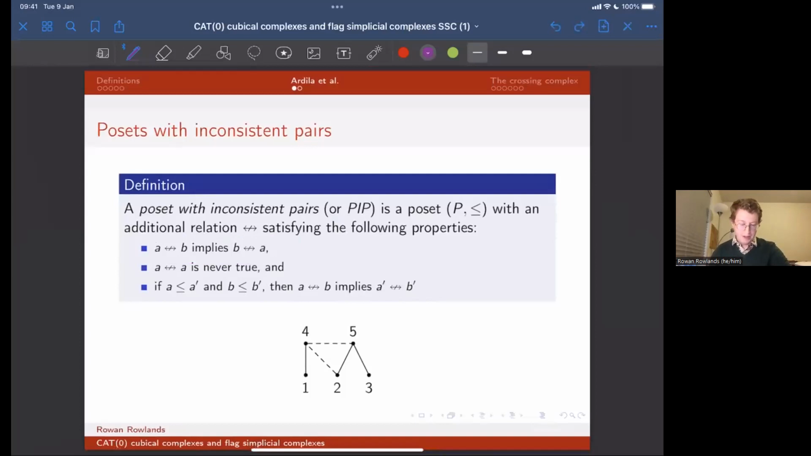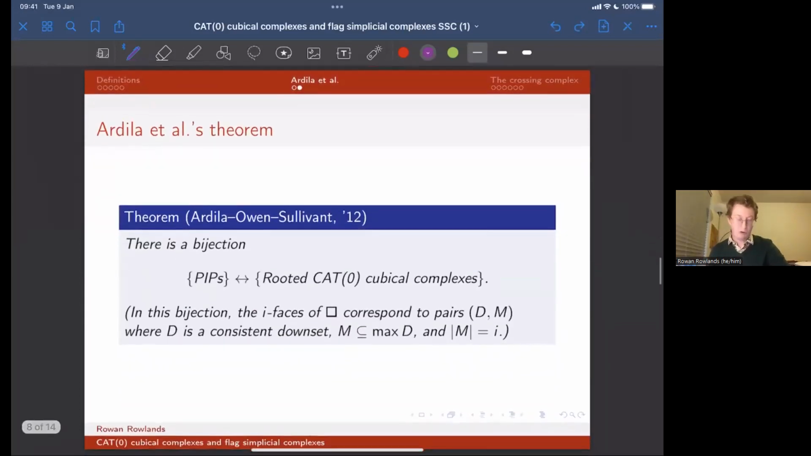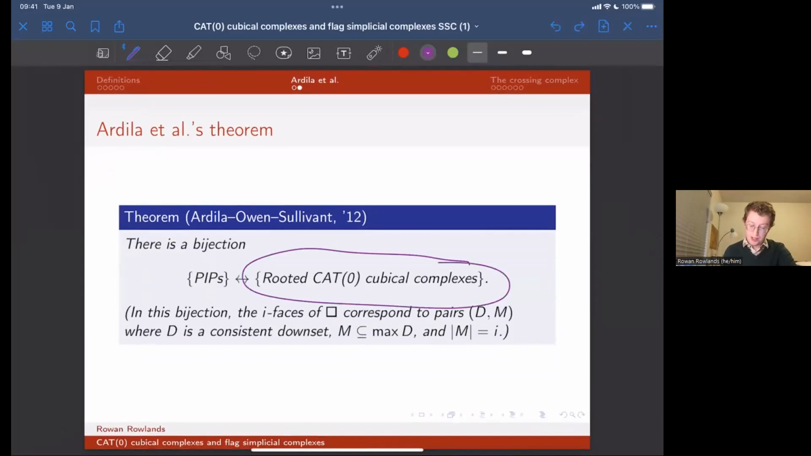All right, then this theorem by Ardila et al., that's Federico Ardila, Megan Owen, and Seth Sullivan from 2012, they constructed a really nice bijection between posets with inconsistent pairs and rooted CAT0 cubical complexes. Right, so a cubical complex is called rooted if it's a cubical complex, but one of the vertices is called the root of the cubical complex. So it's really just a cubical complex, but one vertex has a special name. So you can kind of just ignore the word rooted.